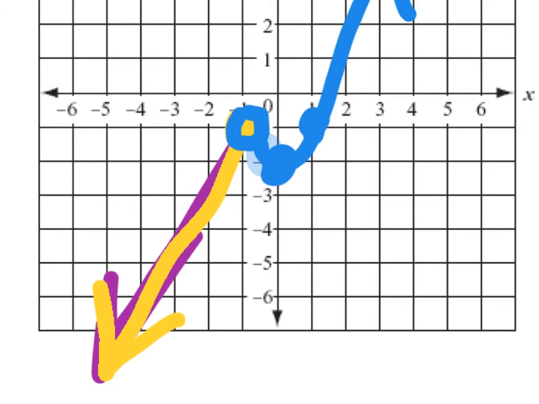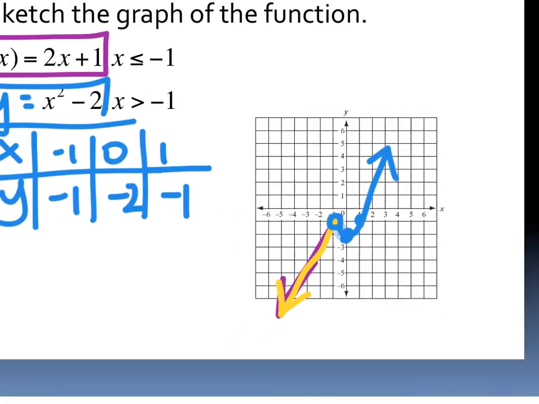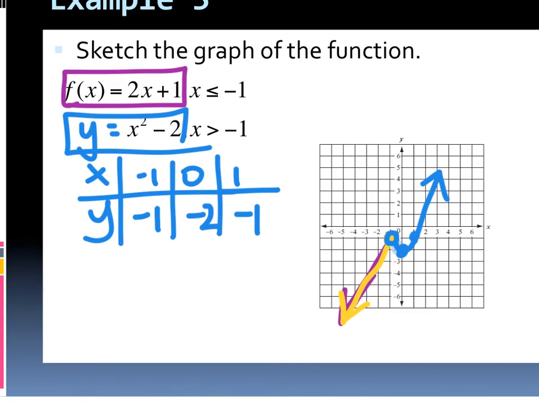I got it. I did it right. Oh, you plugged in -1? No, I didn't. Oh, you just went up on your graph. So the table that you did on the side is for the parabola, yeah. And those are the points that it has to touch on the line.